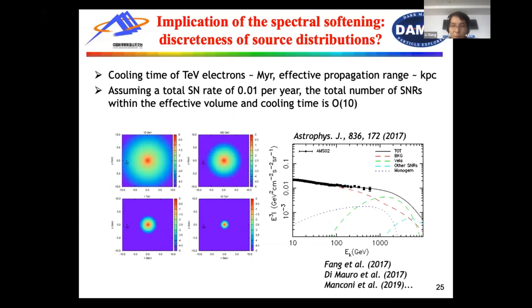And what does the spectral break mean? A possible interpretation is the discreteness of the high energy sources in distribution in space and time. A rough estimate gives that, for example, for TeV electrons, the cooling time is about a mega year, and the propagation distance is about a kilo parsec. Assuming supernovae to be the sources of these electrons, the number of supernovae that can contribute to TeV electrons is only a few. This is an example of the theoretical spectrum of the electrons considering a couple of nearby sources.